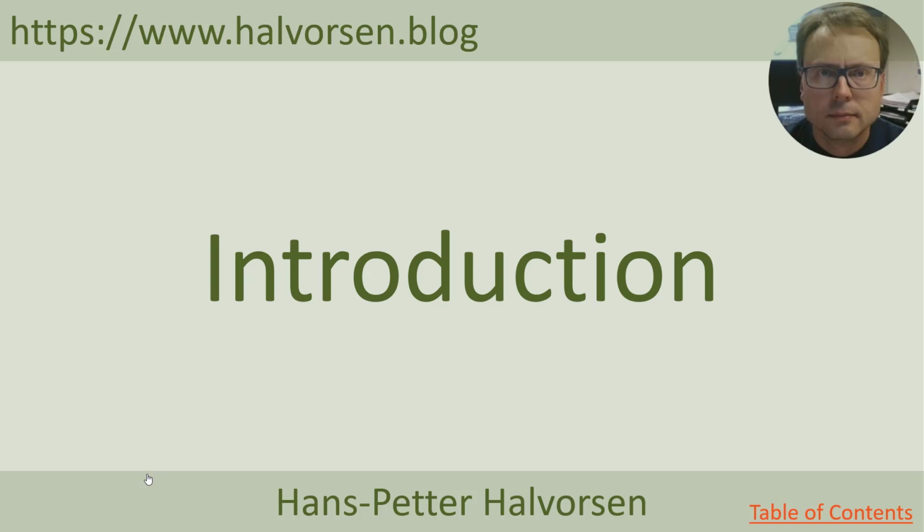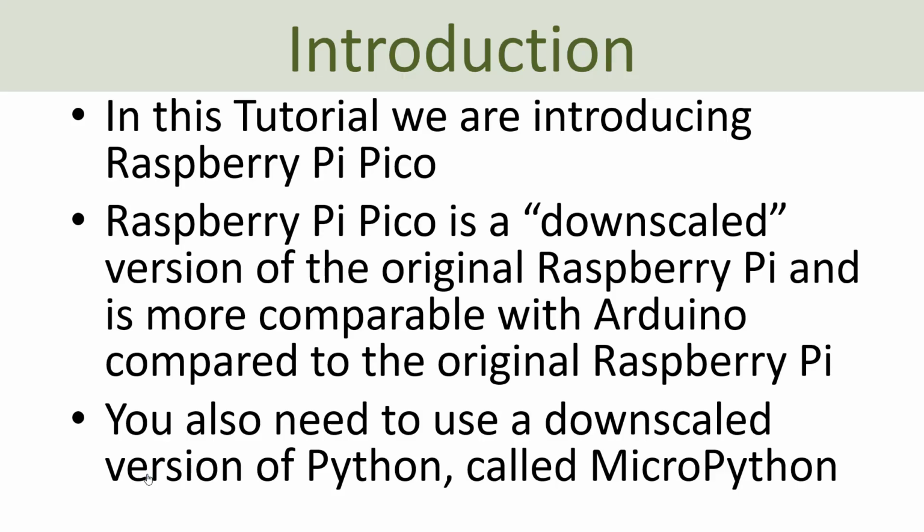So let's start with a short introduction. So in this tutorial we are going to introduce the Raspberry Pi Pico hardware, or the Raspberry Pi Pico microcontroller. So Raspberry Pi Pico is a downscaled version of the original Raspberry Pi, and you could say Raspberry Pi Pico is more comparable with the Arduino hardware. You also need to use a downscaled version of Python, which is called MicroPython. Of course you can also use other programming languages like C, C++, but MicroPython is the recommended programming environment for the Raspberry Pi Pico.